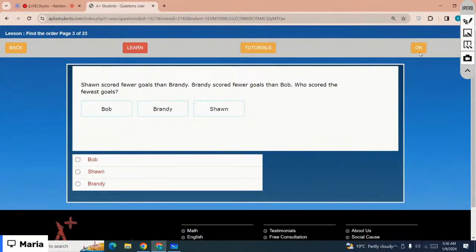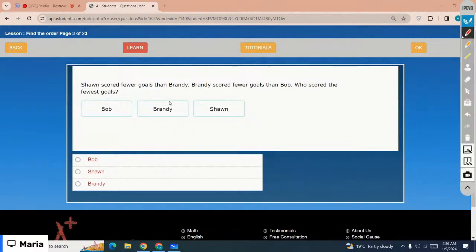Okay, Sean scored fewer goals than Brandy, right? So Sean has fewer, Brandy has more. Brandy scored fewer goals than Bob. Brandy has fewer than Bob. Which is the correct option? Who scored the fewest goals? Obviously, Sean scored the fewest goals. The correct option is Sean.